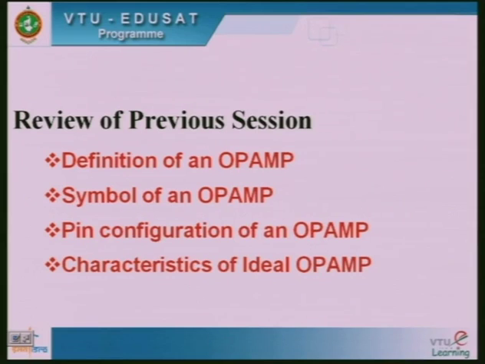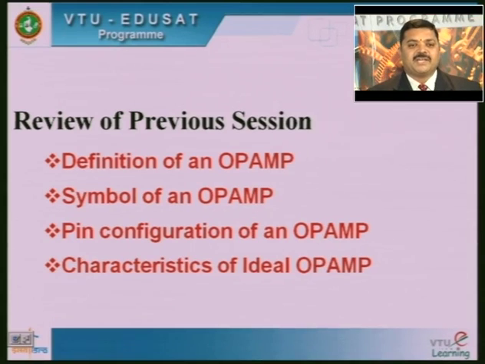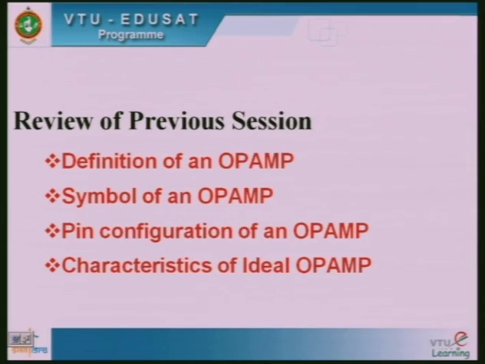Then after that we moved on to introduction to operational amplifiers. In the introduction we discussed the definition of an operational amplifier. Let me recall: an operational amplifier is a very high gain, direct coupled, multi-stage differential amplifier. It has two inputs and one output. Since there is a direct coupling between the different stages of the op-amp, it can amplify both AC as well as DC signals. So, this is the definition of an operational amplifier.